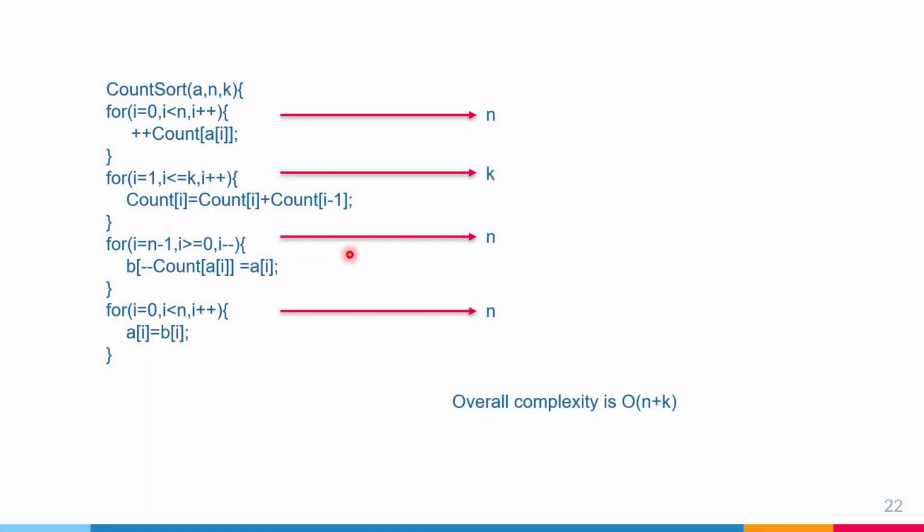What is the complexity of counting sort? The complexity of the first for loop is n, the second is k, the third is n, and the fourth is n. And the overall complexity will be order of n plus k.